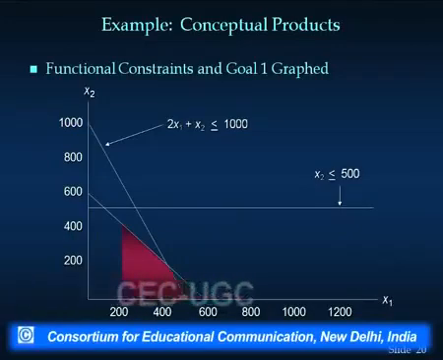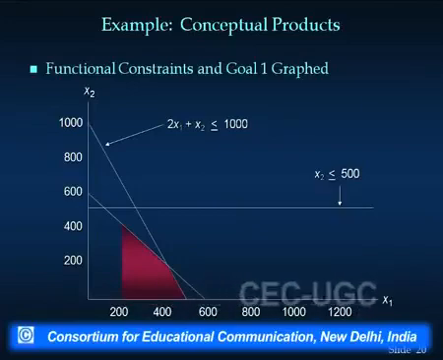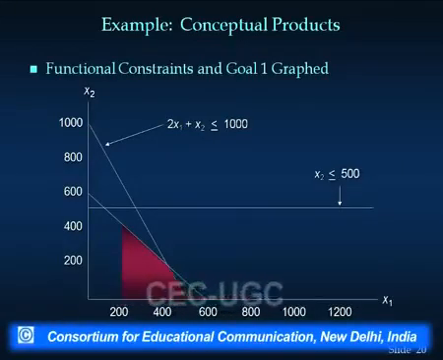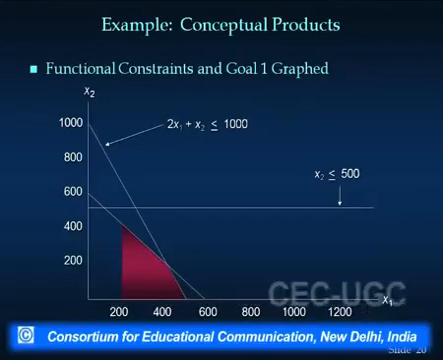Now we have to add on to this our three goals. First goal, second goal, and third goal. First goal is production of CP400 computers. A minimum production of 200 is accepted. So we'll mark it here.